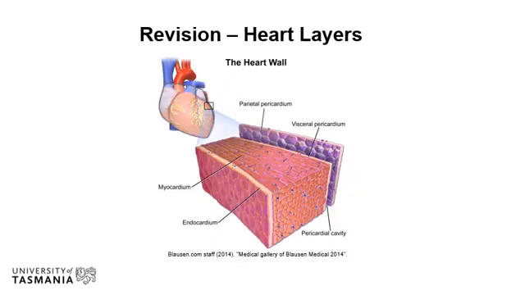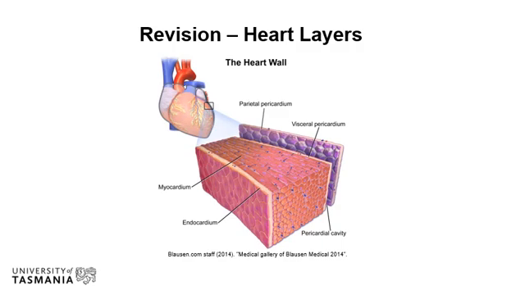The heart wall itself is made up of 3 layers. These are the epicardium, which is the outermost layer, the myocardium, which is the main muscle mass of the heart, so that big thick middle layer, and the endocardium, which is the innermost layer of the heart and lines the lumen of the chambers.